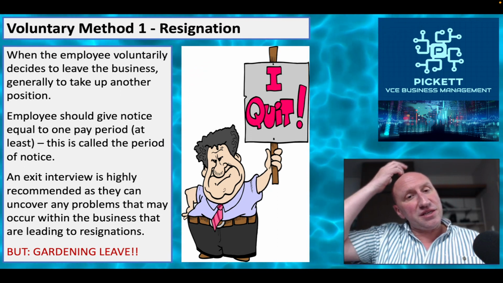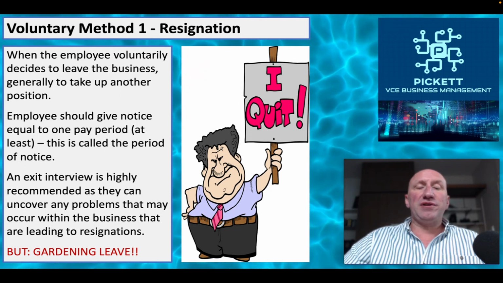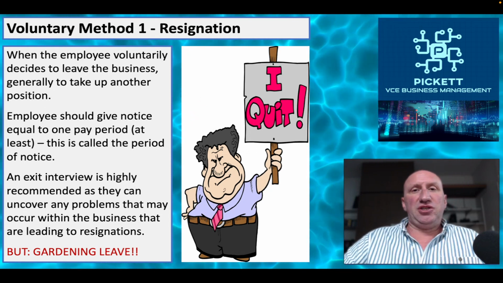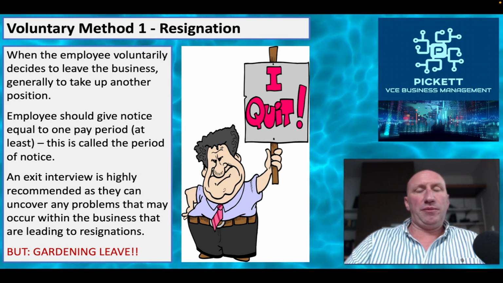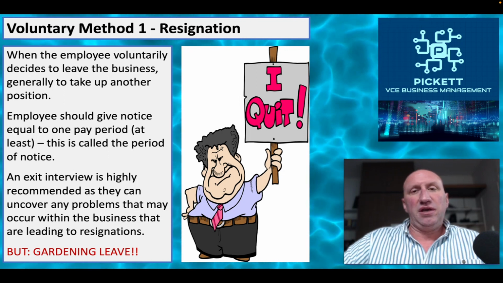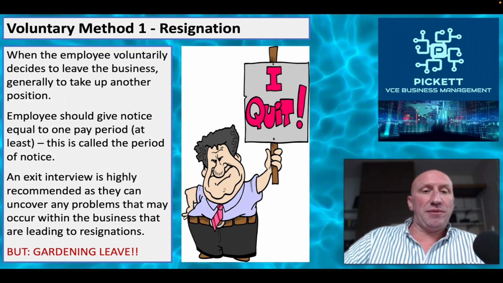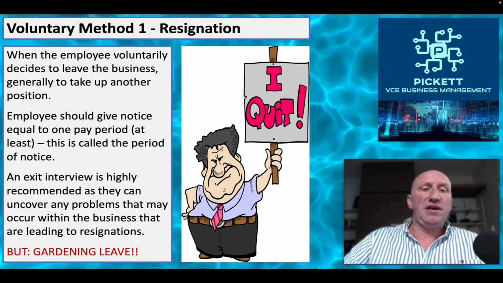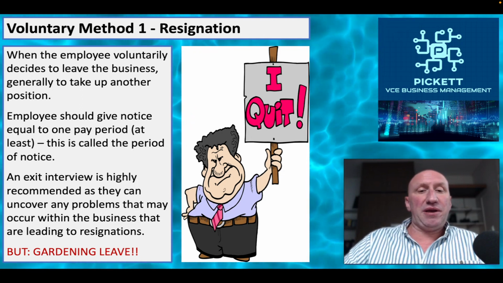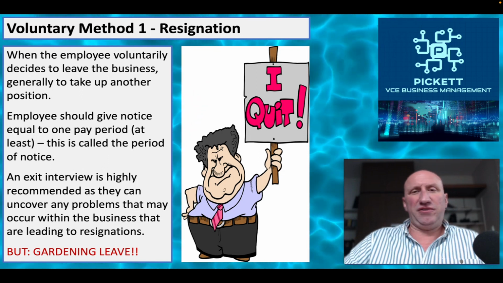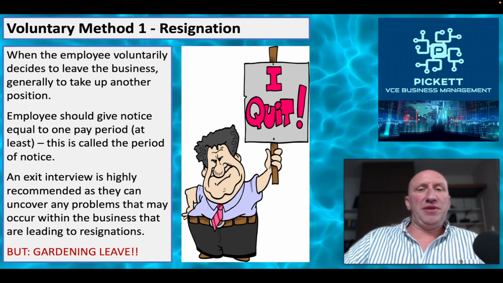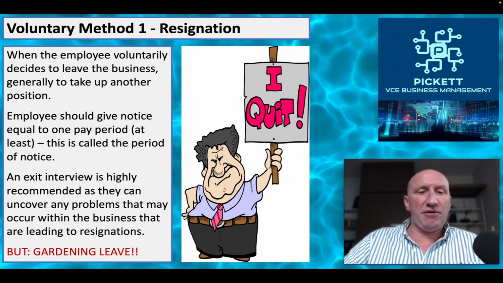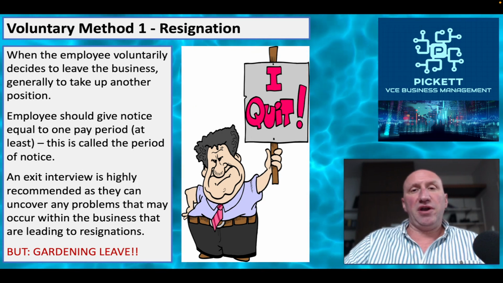Okay, so this is when the employee voluntarily decides to leave the business, generally to take up another position. It might be with a competitor, it might not, but basically leaving the business to find alternative employment. Now, the employee needs to give notice equal to 1 pay period at least. Okay, often you can give more, but as a minimum, the employee needs to give notice of their resignation of 1 pay period. That's called the period of notice.